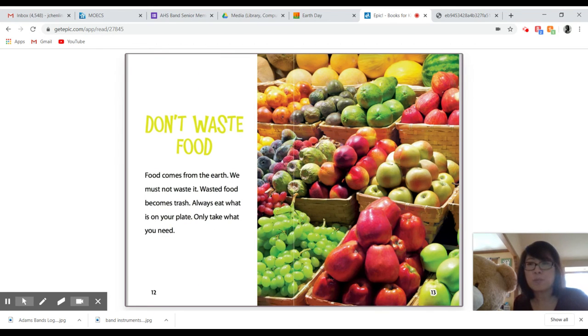Don't waste food. Food comes from the earth. We must not waste it. Wasted food becomes trash. Always eat what is on your plate. Only take what you need.